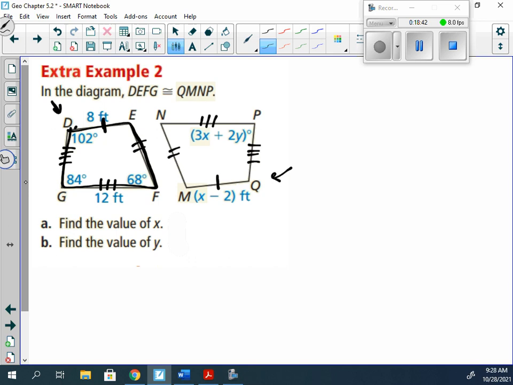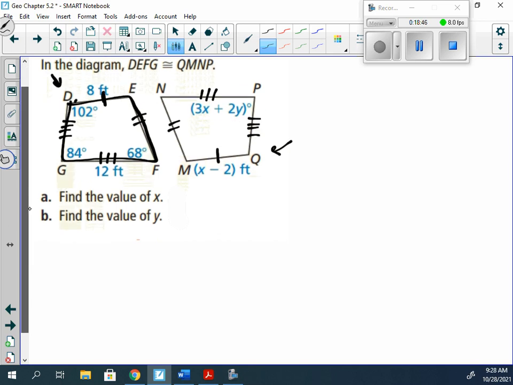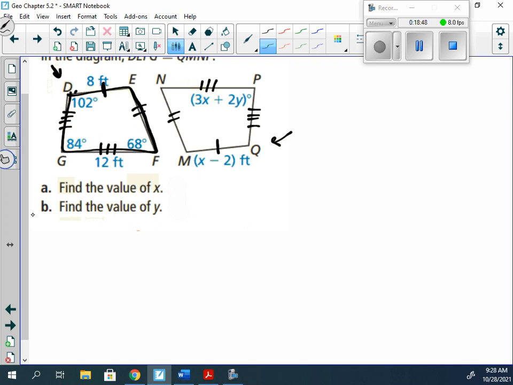So if we know that, we do have two equations. Let's go on and write them out so we can solve them. So I do see that MQ has a length of x minus 2 and 8 are corresponding lengths, so their measures are congruent. They're going to be the same. I do see that we do have y for angle P, and it is 3x plus 2y.